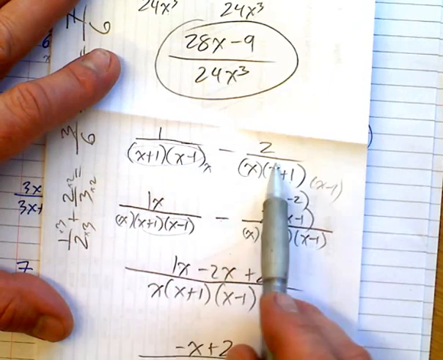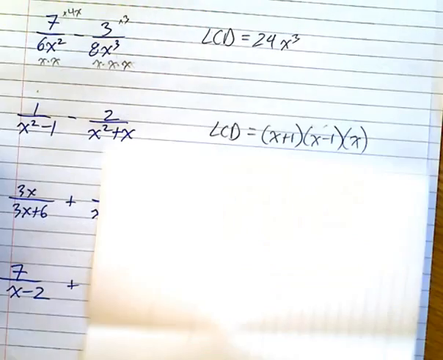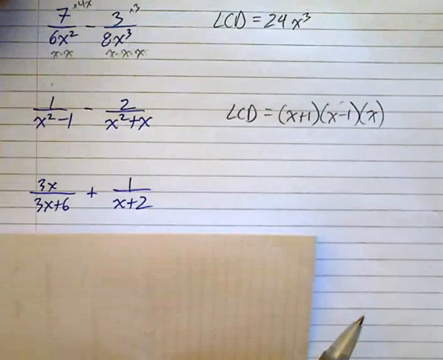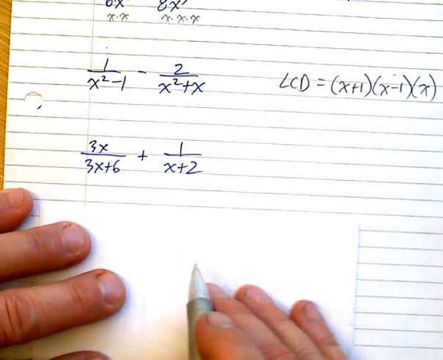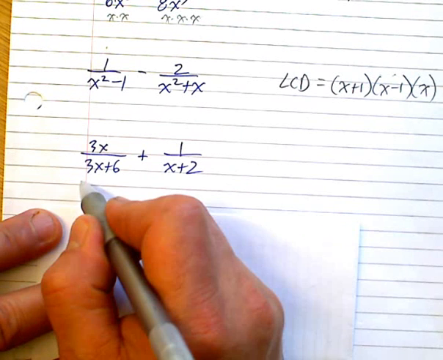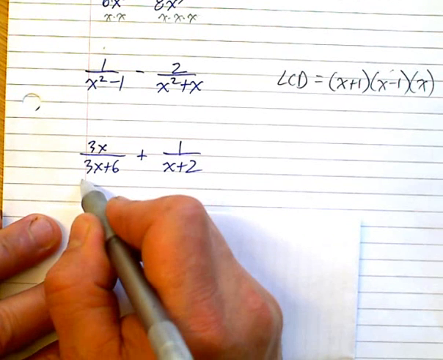Now, let's have a look at this one down here. Some of you have been having some issues with GCF factoring, so what I'd like to do is maybe see if we can change this. So look, GCF is 3 here, and then it's going to be x plus 2.